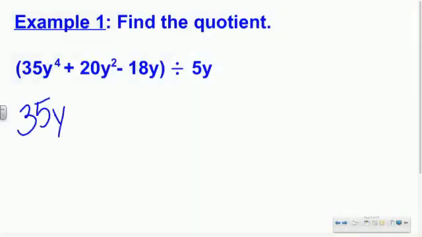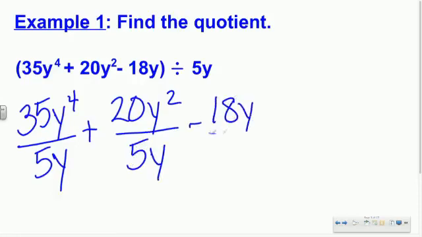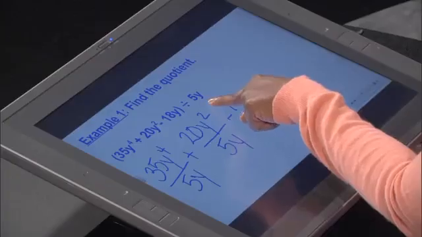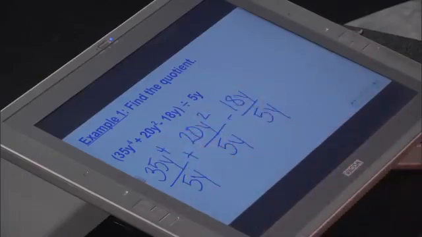35y to the fourth divided by 5y, plus 20y squared divided by 5y, minus 18y divided by 5y. That's basically all that we're going to do here. Essentially, you are taking that 5y and dividing each term by it. And whatever our answer is, that is the answer to the problem, okay?